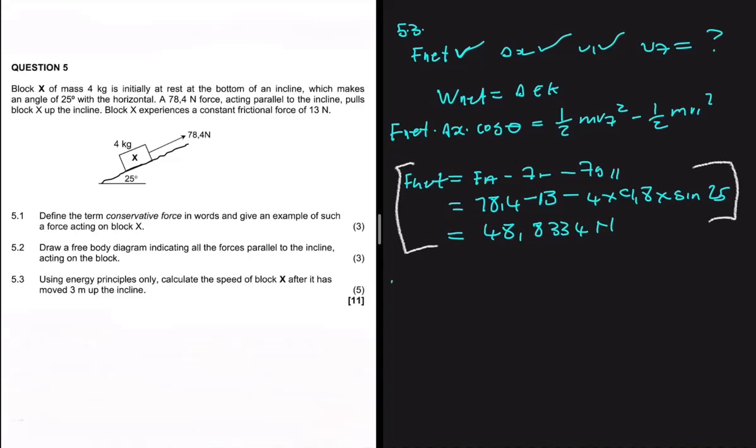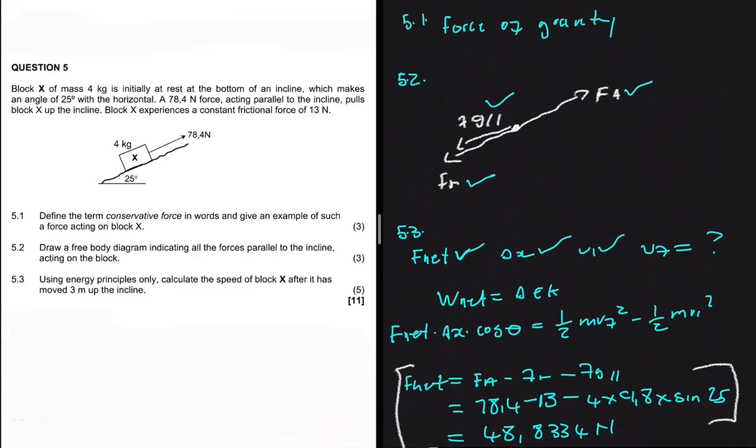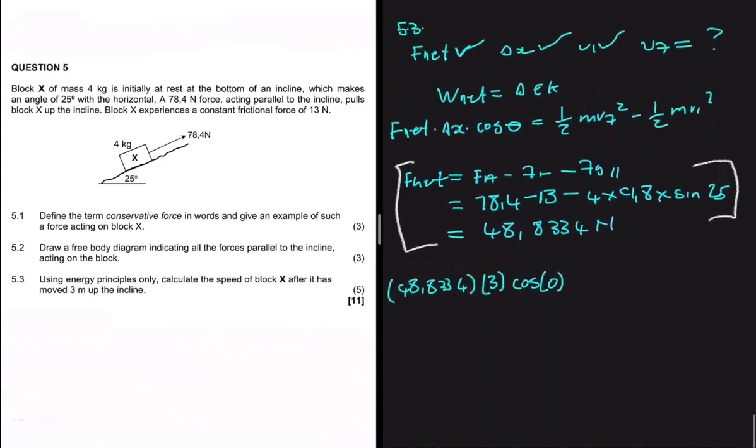So Fnet is 48.8334, and then delta x is 3, right? And then cos of 0. Why am I saying cos of 0? Fnet is positive, right? That means that it is going up the incline, and that's where our displacement is. So the angle between Fnet and our displacement is 0, right? And that should all be equal to a half, the mass is 4 kg, times Vf squared, minus a half times 4 kg times the initial velocity, and we're coming from rest, so that should be 0.